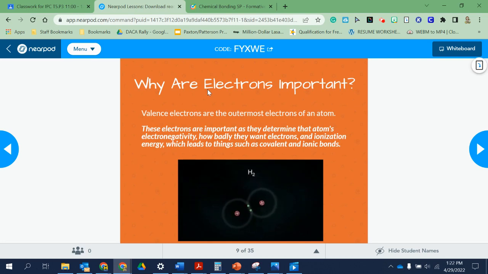And ionization is also determined by electrons on the outer shell. In ionization, just remember that a positive or a negative atom is called an ion, right? So a positive ion is called a cation. A negative ion is called an anion, right? And these are just, again, positive and negative. And we're going to see right now why that's important, right? And this also leads to things such as covalent and ionic bonds.